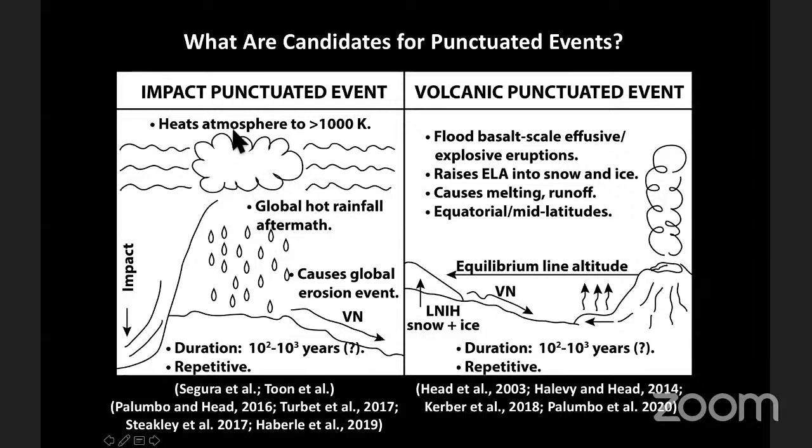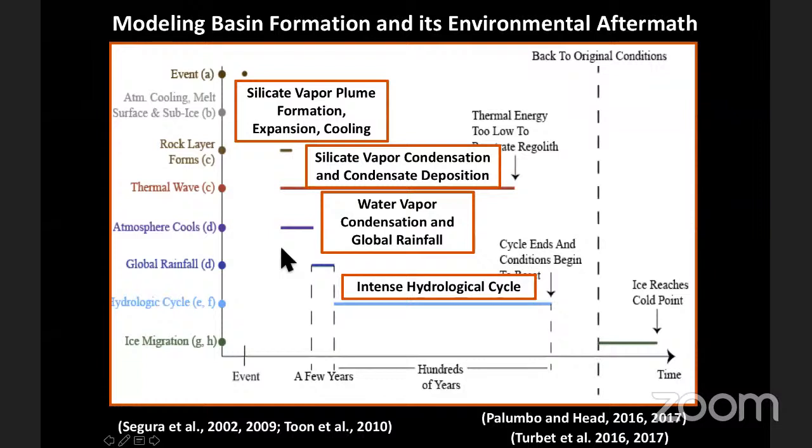It can heat the atmosphere up to 1,000 Kelvin. You get silicate vaporization and precipitation. You get global hot rainfall in the aftermath. And this can cause global erosion events that can last for hundreds of years. Ashley Palumbo and I and Martin Turbe, a group of us, model these. And you can see here from the event to hundreds of years, you get silicate vapor plume formation, expansion cooling, water vapor condensation, global rainfall, and an intense hydrological cycle.